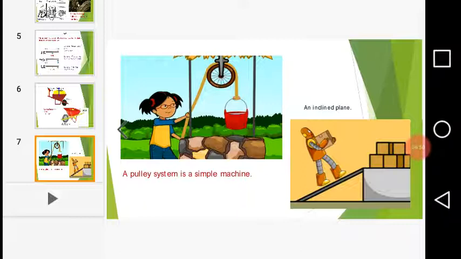Next, we look at a pulley system. A pulley is a small wheel with a groove around its rim. A pulley is an example of a simple machine. In a pulley system, the effort is applied to the rope that passes over the pulley at one end, and the load is attached to the other end of it.